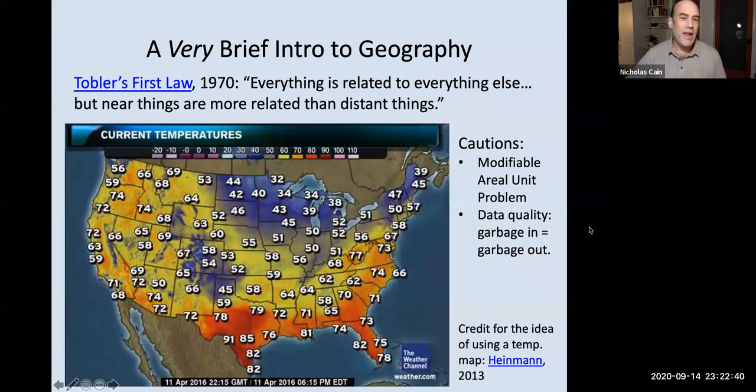So now that I've shown you a few brief applications of GIS and provided just a little bit of a glimpse of the history of mapping and how it led to GIS, I want to provide a little bit of an intro to geography. There's a few key principles in geography that are very useful when you're interpreting maps and making maps. So I'll start with Tobler's first law.